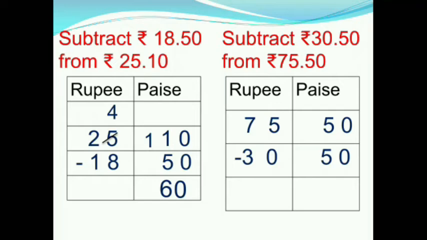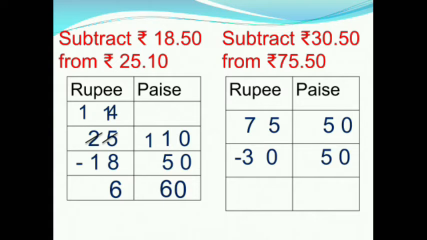Now we should subtract 8 from 4. We can't subtract 8 from 4 because 4 is smaller than 8. So we should borrow 1 from tens place to units place. 10 plus 4 units is equals to 14. After borrowing 1 from tens place to units place, tens place is left with 1. Now we should subtract 8 from 14. 14 minus 8 is equals to 6.